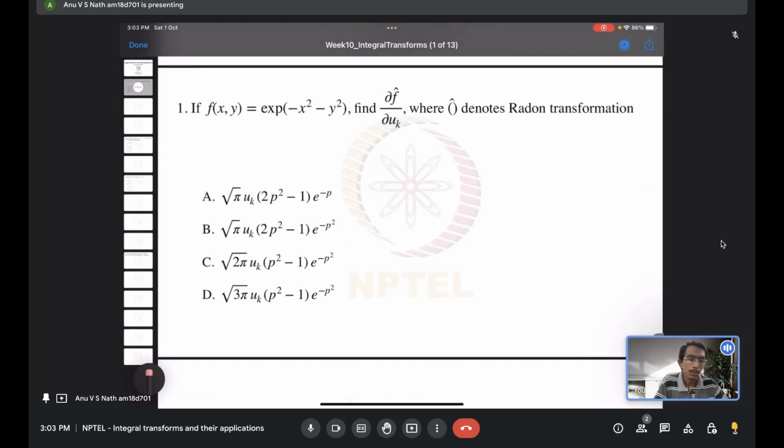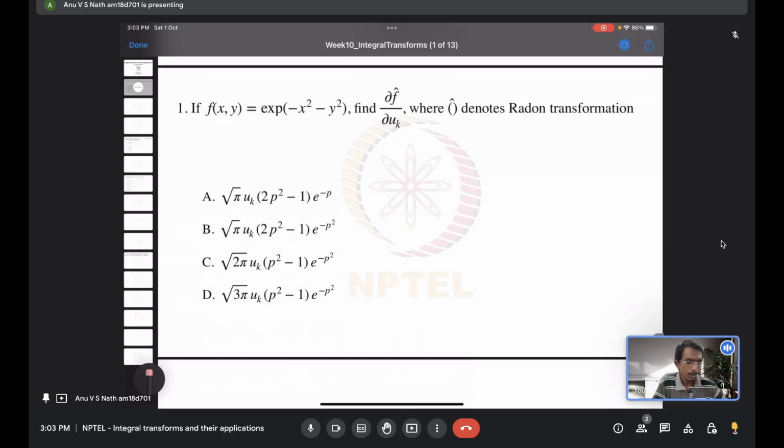I have the function f of x comma y is equal to exponential of minus x square minus y square. Find dou f cap by dou u k, which is basically the partial derivative of the Radon transform of the function f with respect to one of the direction cosines u k. It can be any of the direction cosines. We have two direction cosines here because it's a 2D problem, x direction and y direction. So u1 will be cos theta and u2 will be sin theta.